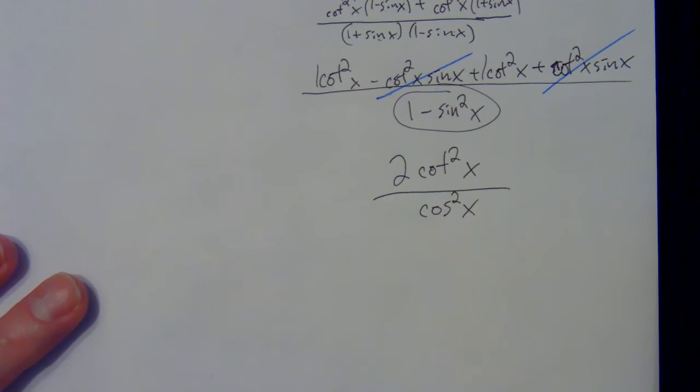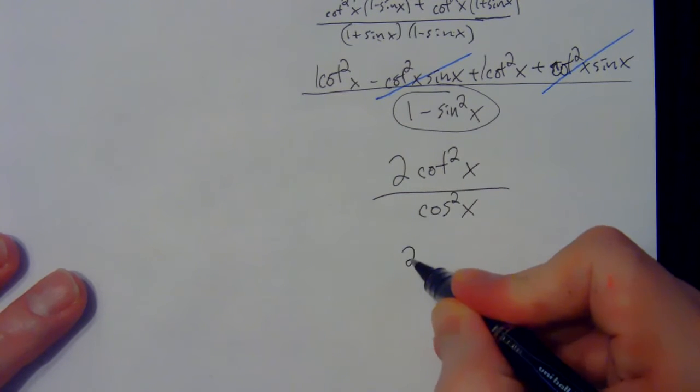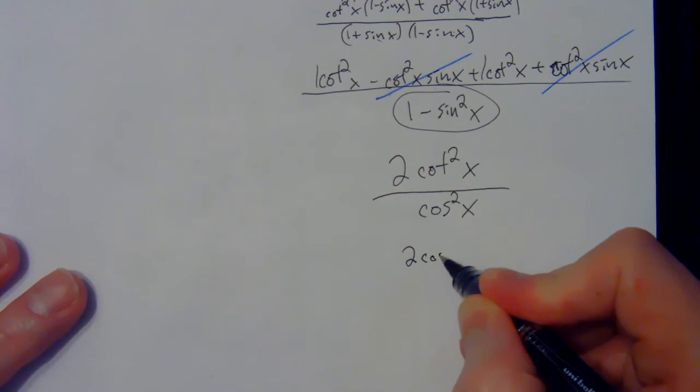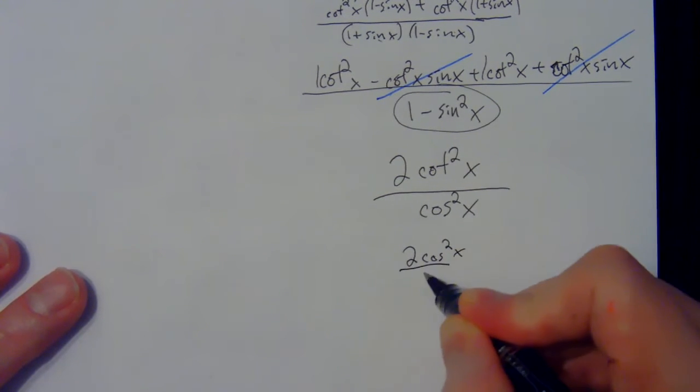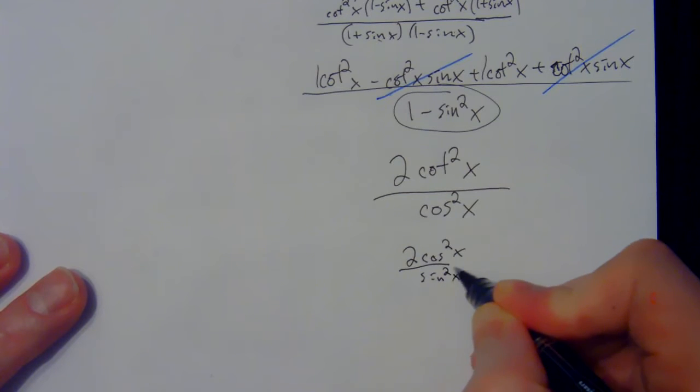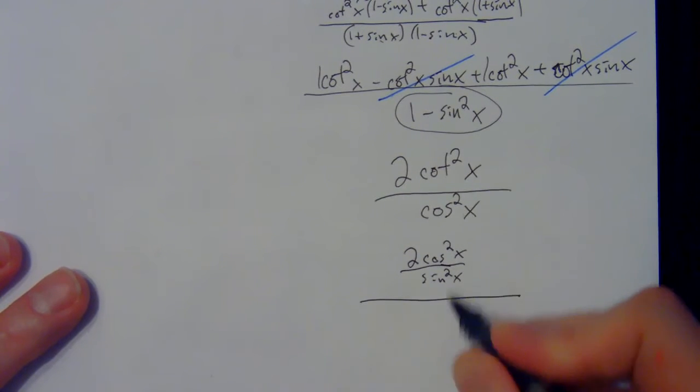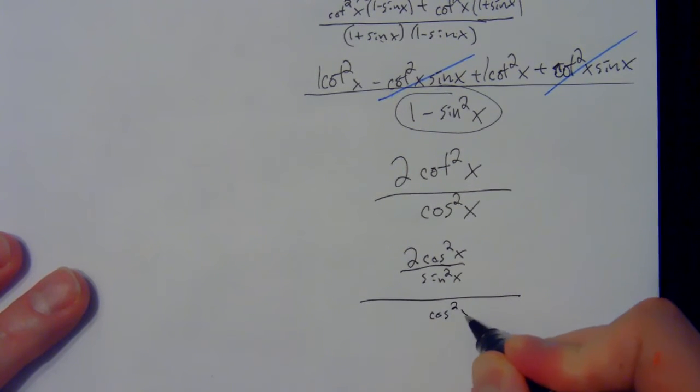So remember, tangent is sine over cosine. So cotangent is cosine over sine. If it's squared, the 2 is just going to stay there. And then the cotangent squared, I'm going to make that cosine squared over sine squared. And then you're dividing it by that cosine squared over 1.